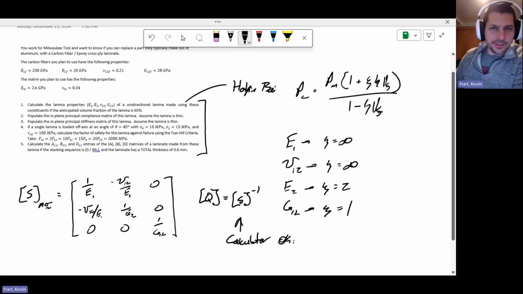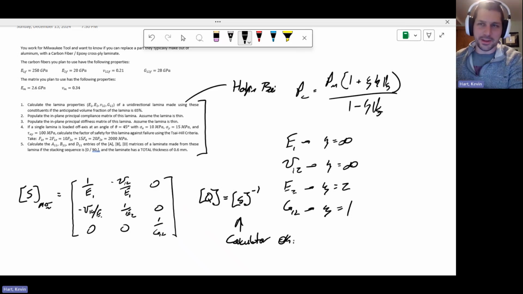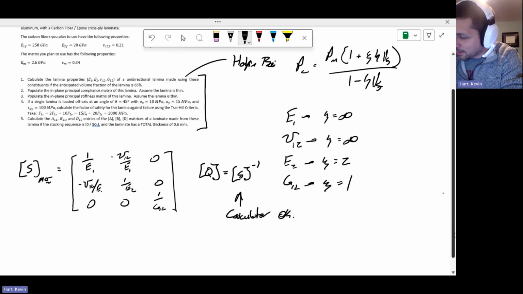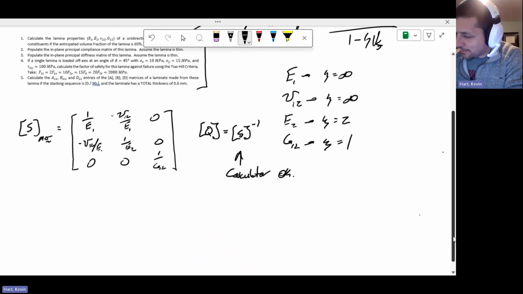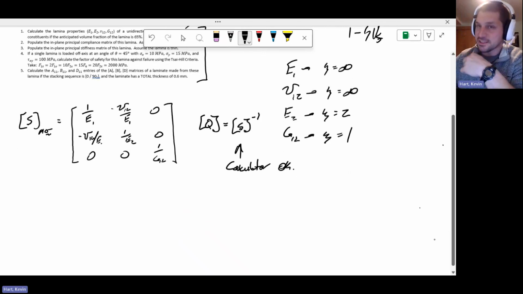You've got to show me what you're doing if that's how you're getting it. You've got to tell me this is the S matrix and I inverted this on my calculator to get Q, and here's Q. You've got to make that very clear for me. Otherwise, if you don't have a calculator that has that function, you can still calculate the stiffness matrix using equations from the equation sheet.